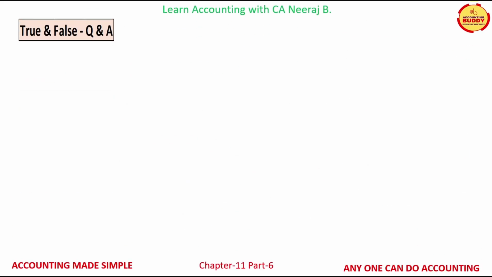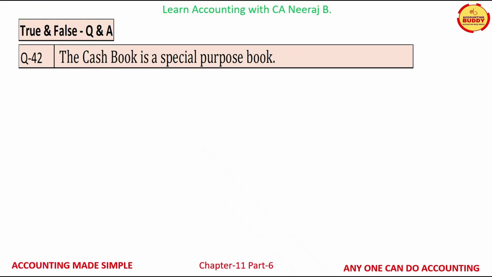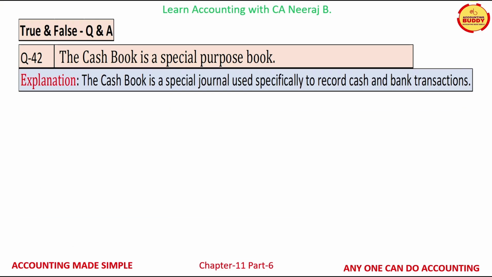Under this section, we will answer true and false question and answers. Question number 42: the cash book is a special purpose book. And the fact is the cash book is a special journal used specifically to record cash and bank transactions. Therefore, it is a true statement.